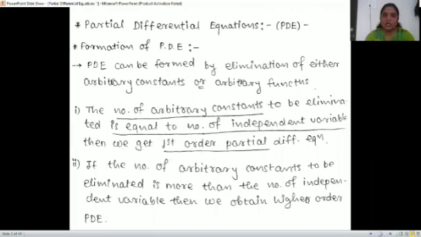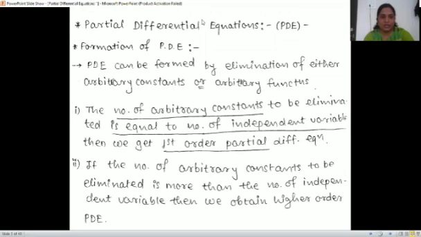What is a partial differential equation? It is an equation having one dependent variable and more than one independent variables, like 2 or 3 independent variables. Then we have to take a derivative of the dependent variable with respect to any one of the independent variables, and we have to treat the other variable as constant. That is called a partial differential equation.